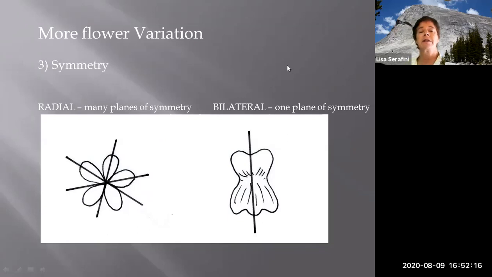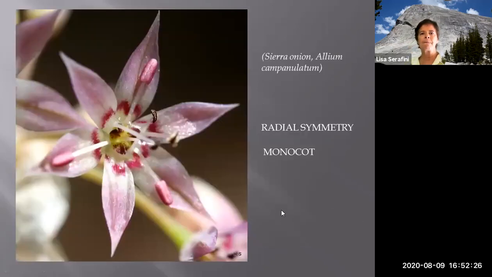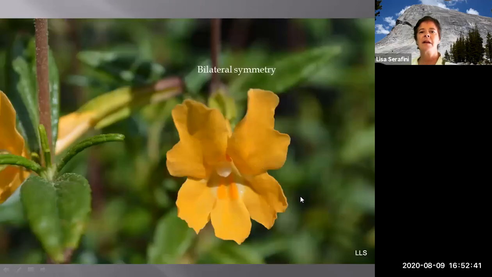Bilateral, like humans, at least on the outside, we're bilaterally symmetrical. You only have one plane of symmetry where you can get mirror images. So an example of a flower that has radial symmetry, and is a monocot. This is a lovely onion, the Sierra onion, and we have our three sepals, our three petals, and radial symmetry. Bilateral symmetry in this monkey flower, our one plane of symmetry would go vertically like this, okay, so we could get mirror images that way.